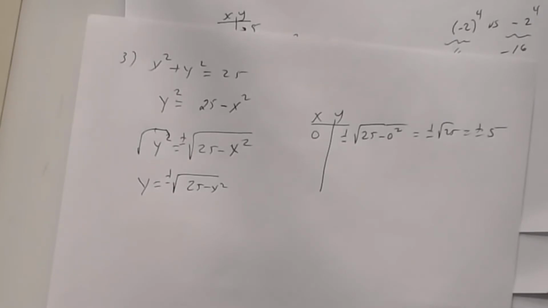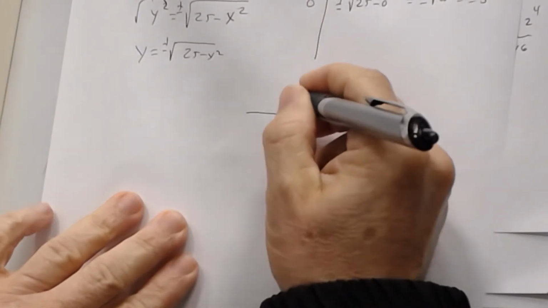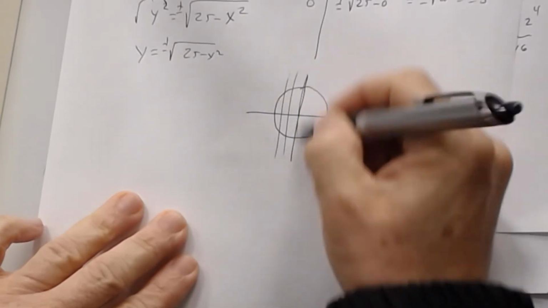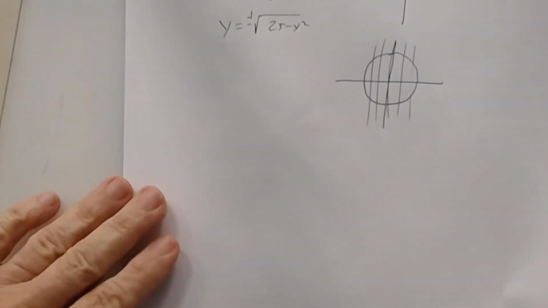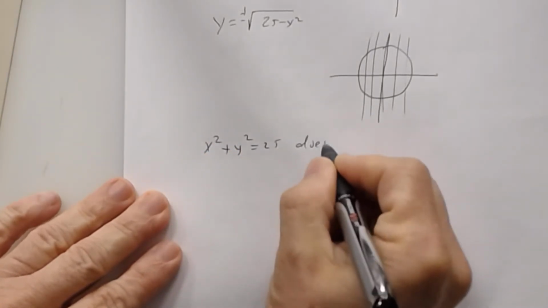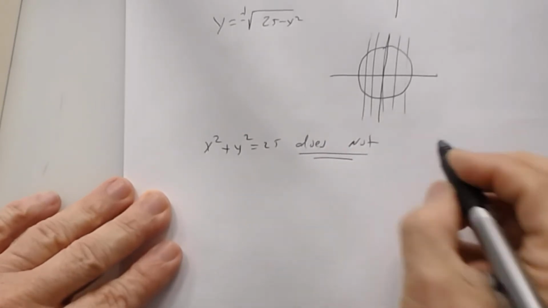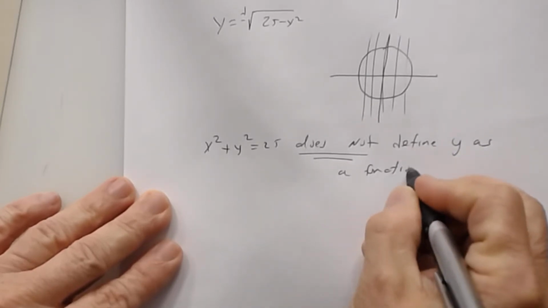In fact, do you remember what the graph of this thing is? It's a circle. You had circles on that first test. Where is the center? Origin. And what's the radius? 5. So if you were to graph this, you would get that, and right away, do you see it fails the vertical line test? So you would say x squared plus y squared equal 25 does not define y as a function of x.